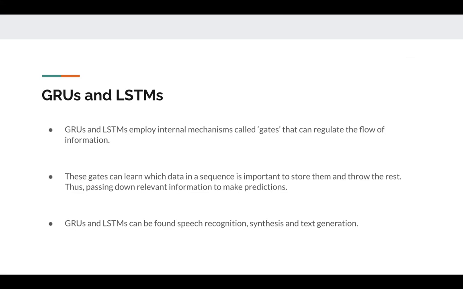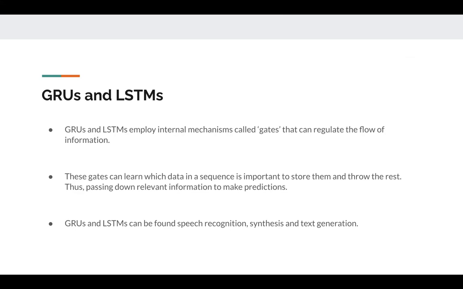GRUs and LSTMs handle them in a bit different way, and they employ an internal mechanism called gates to regulate the flow of information. So they don't just take the information coming at this instance. They maintain a cell state which carries the information from the previous steps, and we maintain gates like the forget gate. It trains in such a way that it tells the network whether we have to forget this information or remember this information.